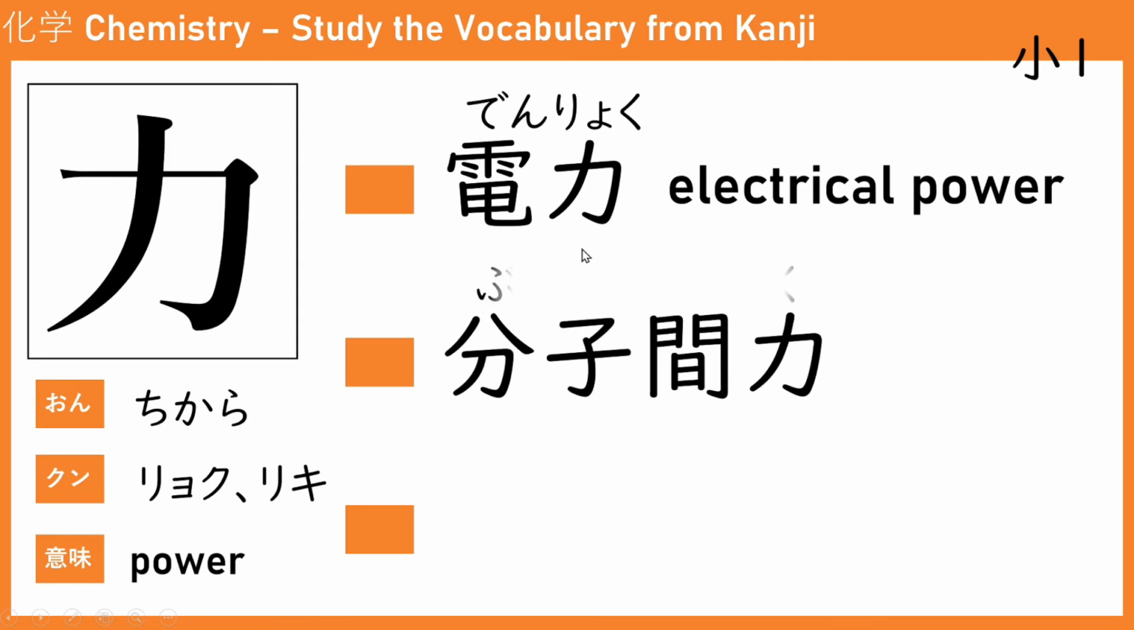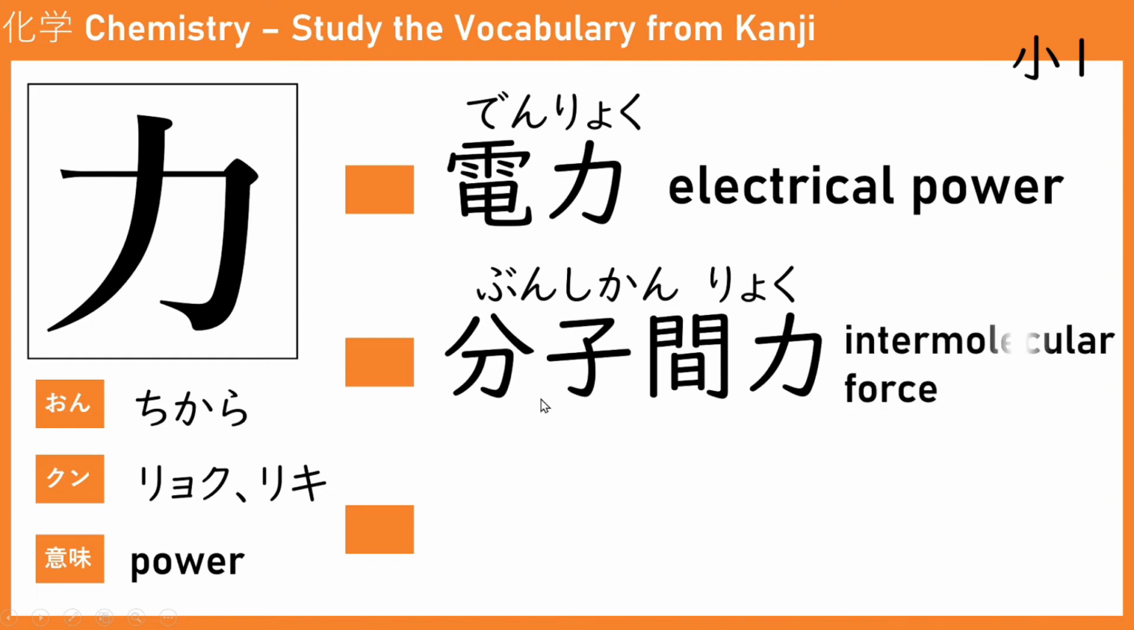The next one will be bunshi kanryoku. So bunshi means molecule. Okay, the smallest part that are separate are molecules. Kan, this one means between. So between the molecules. And this is the power, the strength. So what bunshi kanryoku means is the intermolecular force. Okay, the force between the molecules.